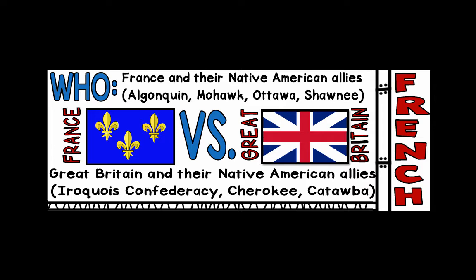We have the Algonquin, the Mohawk, the Ottawa, and the Shawnee, who are on the side of the French. Whereas Great Britain has the Iroquois Confederation, the Cherokee, and the Catawba. The Iroquois Confederation is a collection of different tribes that make one large group. So even though it says Great Britain only has 3 groups, they really have probably about 4 or 5, almost the same as the French.